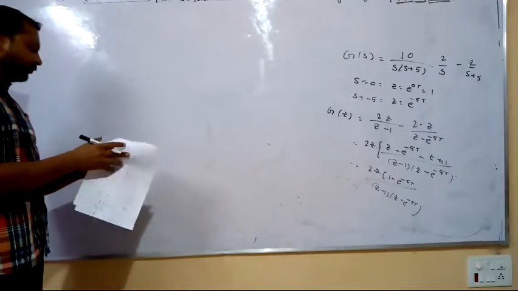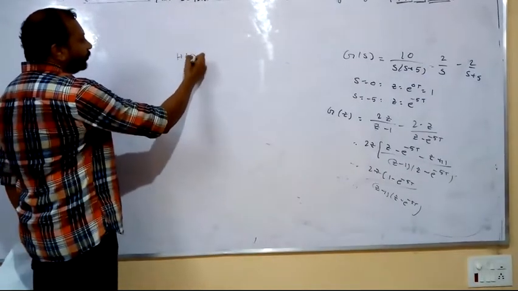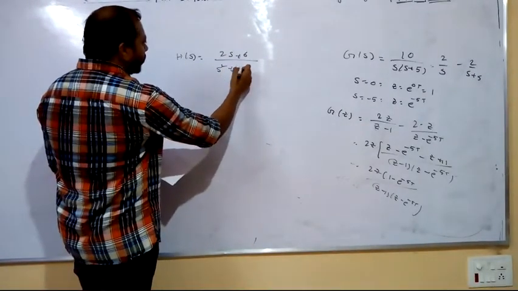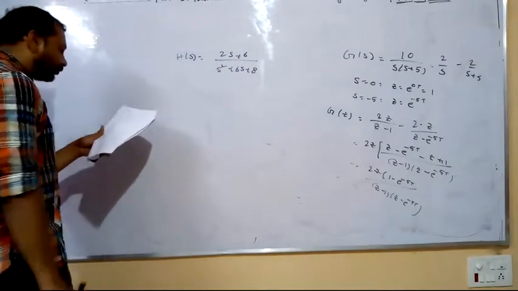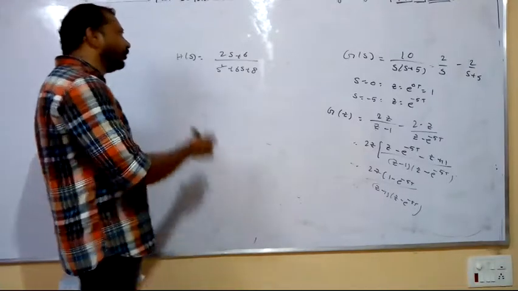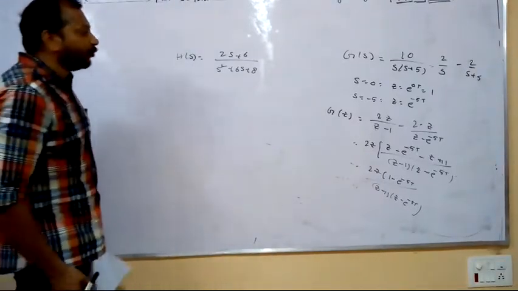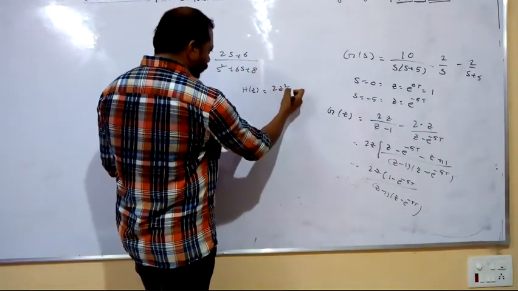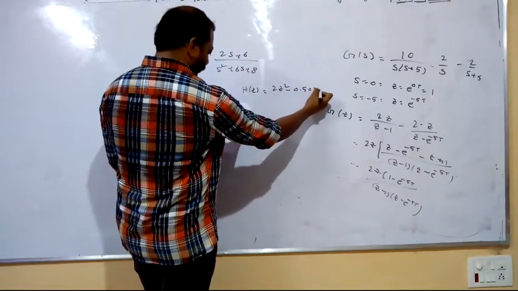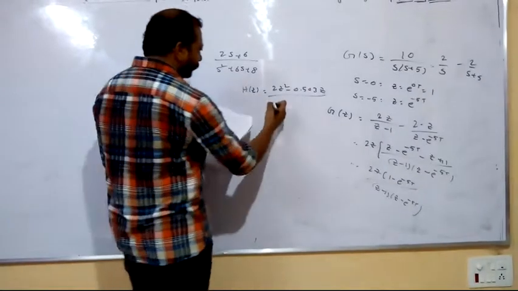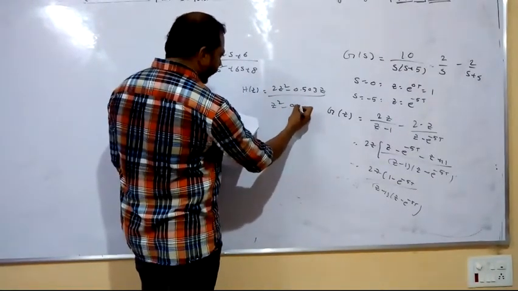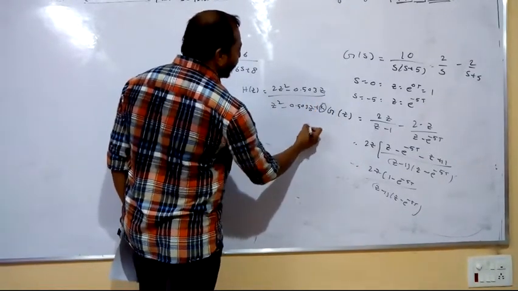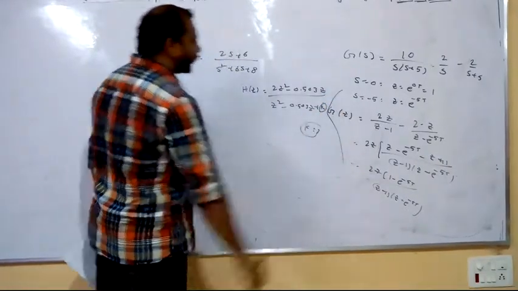Given H of s is equal to 2s plus 6 upon s square plus 6s plus 8. Convert the continuous filter into the discrete filter. The corresponding H of z is equal to 2 into z square minus 0.503z, this is our previous question only, divided by z square minus 0.503z plus k. What is the value of k they are asking? Don't bother, simple question only.